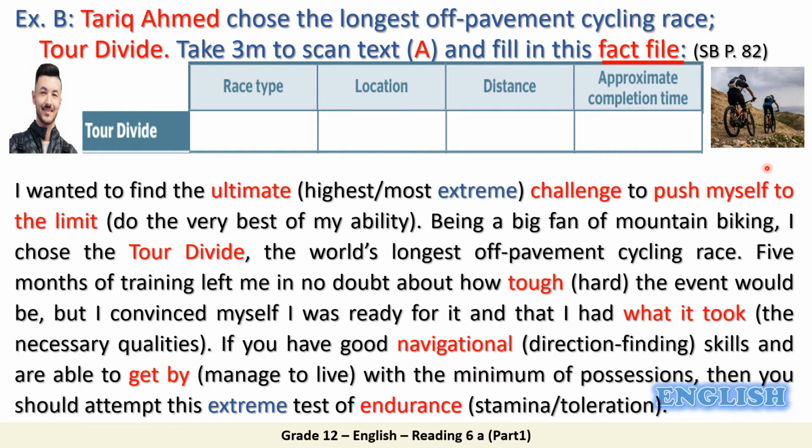Are you ready? Tariq says, I want to find the ultimate challenge. Ultimate means the highest, the most extreme challenge. Why? To push myself to the limit. Please add the new expressions to the mini dictionary in your copybook. To push myself to the limit means to do the very best of my ability. Why? Because he's a big fan of mountain biking.